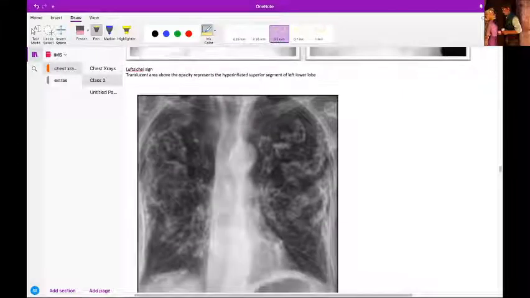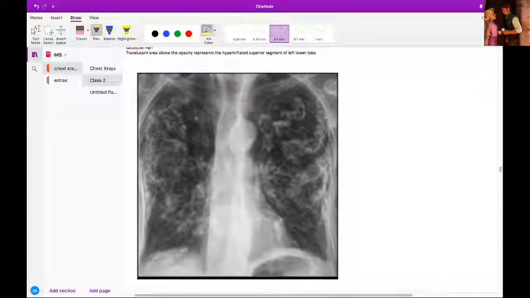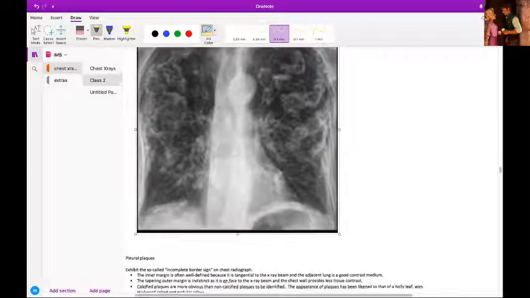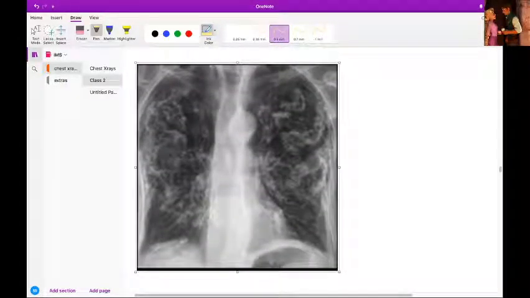I'm going to move on now. I think I'll skip this one. Okay, but I'll just not skip it. This is pleural plaques actually. Pleural plaques. But in which condition do you see pleural plaques?